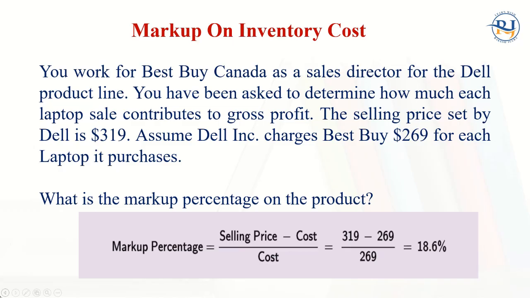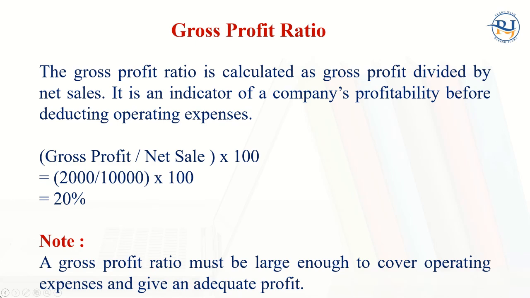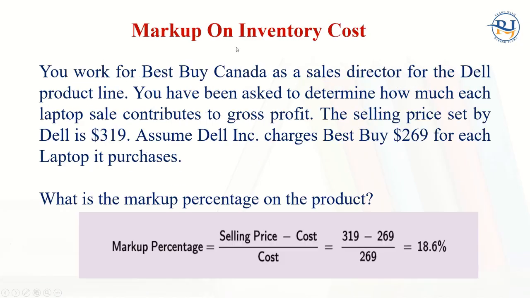Second one is markup on inventory cost. What does that mean, markup? So markup is also a profit. It is the profit on the cost. Previously we calculated the profit on the sale, which is the gross profit. This is also a profit, but profit on the cost is known as markup on inventory cost.